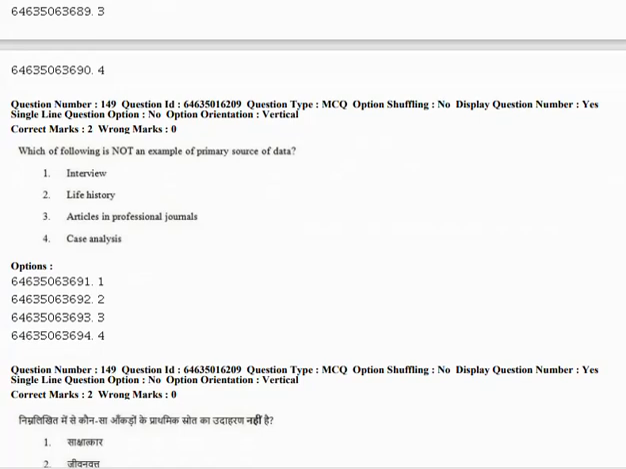149. Which of the following is not an example of primary focus of data? इंटरव्यू प्राइमरी है, लाइफ हिस्ट्री प्राइमरी है, केस एनालिसिस प्राइमरी है, बट articles of the journal it is secondary. Hence option number 3 is the correct answer.